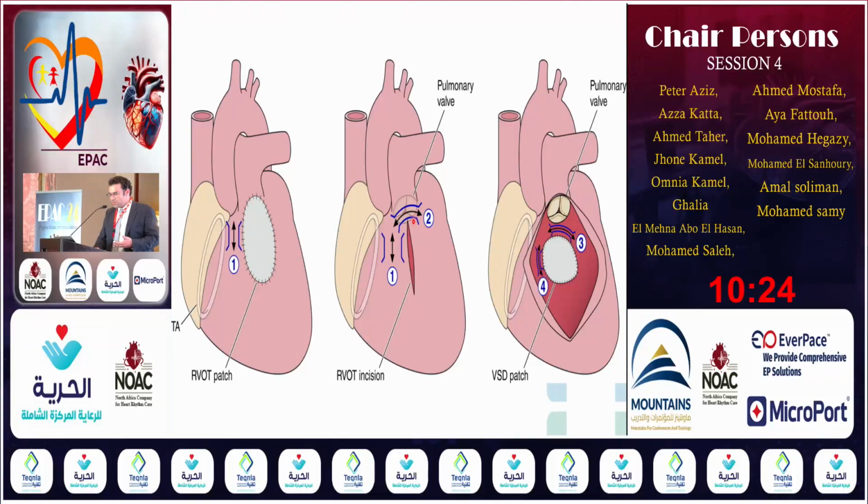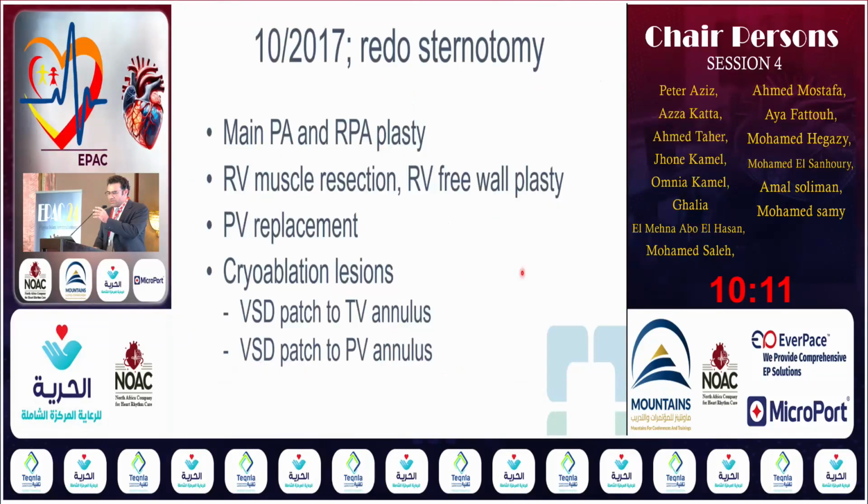Isthmus 2 is between that and the pulmonic valve. Isthmus 3 is between a VSD patch and the pulmonic valve, and isthmus 4 is between a VSD patch and the tricuspid valve annulus. And so in 2017, she underwent pulmonary artery plasty, RV muscle bundle resection, plasty of the free wall, pulmonic valve replacement, and then cryoablative lesions delivered from the VSD patch to the tricuspid valve annulus and from the VSD patch to the pulmonic valve annulus.